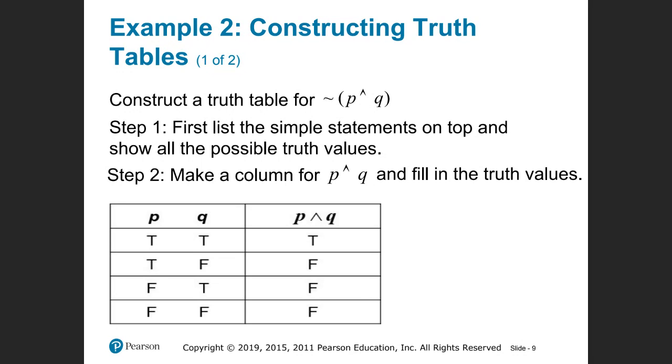It doesn't really matter. Then we want to make a column for P and Q and fill in the truth values. Remember that for and, both of these statements or components have to be true. So for P and Q, only the first one, where P and Q are true, would be true. All the others are false.